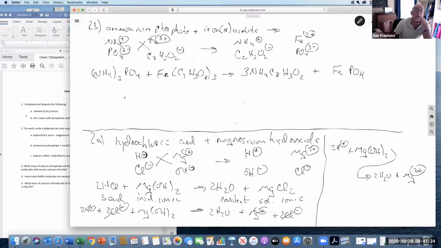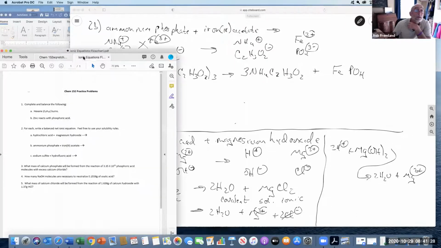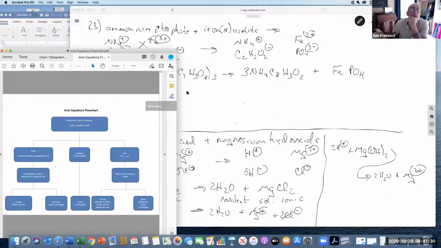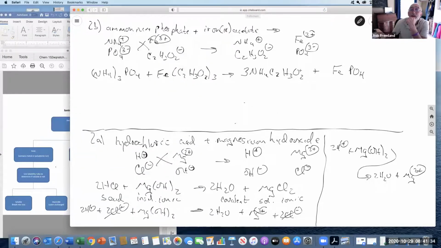All right, so now let's go back to that flow chart, wherever it went. Here it is. We have to determine if they're ionic, covalent, or acids. All of these are ionic because they all contain a polyatomic ion or a metal. So these are all ionic. So if they're ionic, we just need to look at their solubilities.